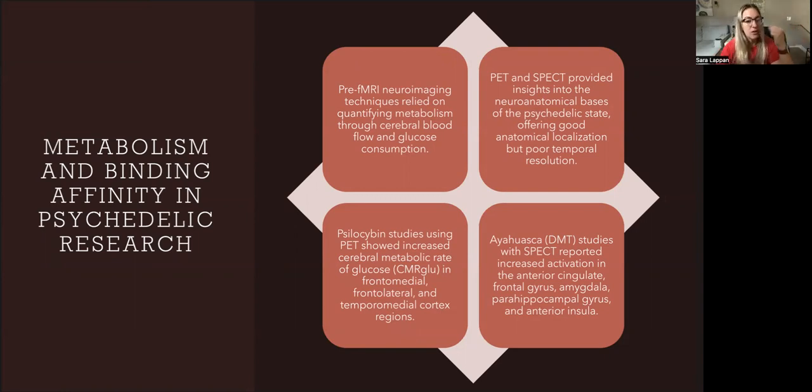Psilocybin studies using PET scans showed increased cerebral metabolic rate of glucose, or CMRglu, in frontomedial, frontolateral, and temporomedial cortex regions. So that's just saying where the psilocybin is increasing activity, what areas of the brain. And ayahuasca studies with SPECT reported increased activation in the anterior cingulate, frontal gyrus, I think, the amygdala, parahippocampal gyrus, and anterior insula. So you can see that each of these psychedelics is having an effect on different parts of the brain.